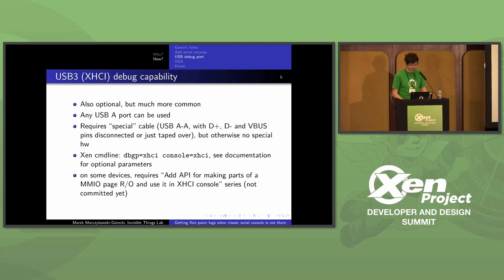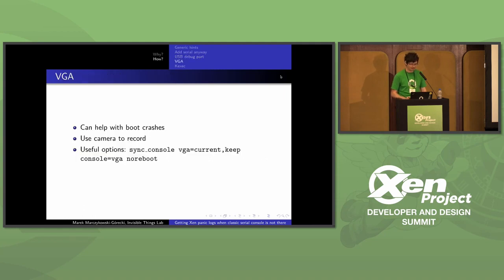Then, if you don't specify, we'll use the first one it finds. But for USB 3, you can use any port, and it's the controller who will find to which port you connected this special cable. So that's nice. You don't need to configure which port to use.